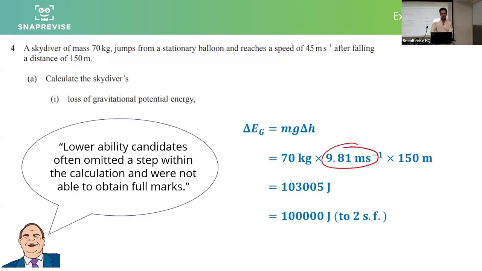Our examiner says lower ability candidates often omitted a step within the calculation and were not able to obtain full marks. I know it can be annoying, particularly if it's a question that you know the answer to, you know all the maths, and you're too eager to get through it so that you can reach the questions you find more difficult.